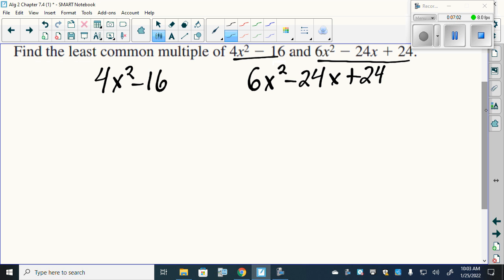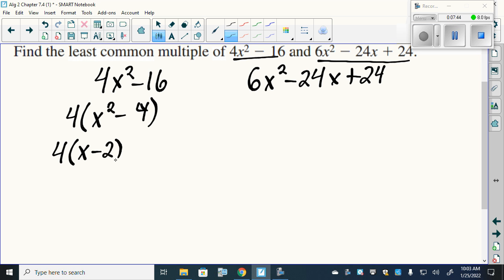Now, if we look at 4x squared minus 16 first, the first thing I would want to look at is a greatest common factor. Is there one between these two terms? 4. Now, it is a difference of perfect squares at the moment, because 4x squared is a perfect square and 16 is a perfect square. But I would still want to factor out the 4 first. And if we do that, 4 out of 4x squared is just going to be our x squared minus 4. Well, x squared minus 4 is still a difference of perfect squares, yes? So how would that factor?